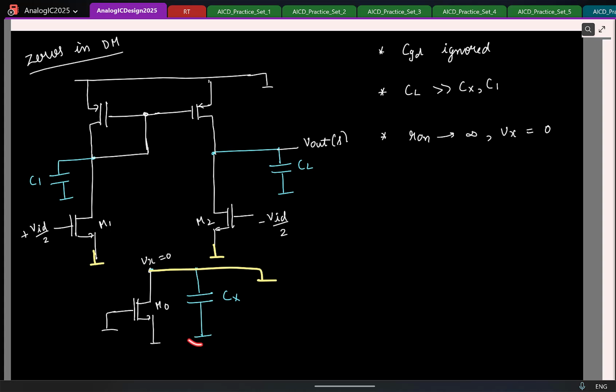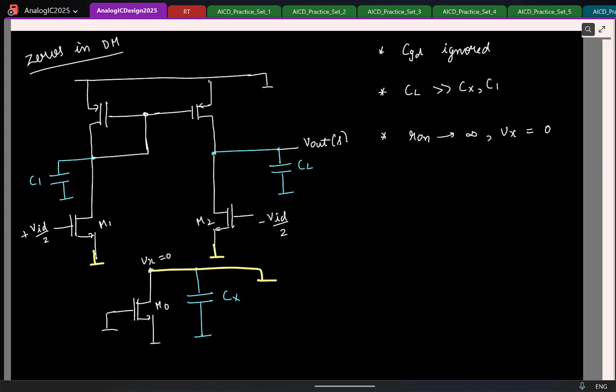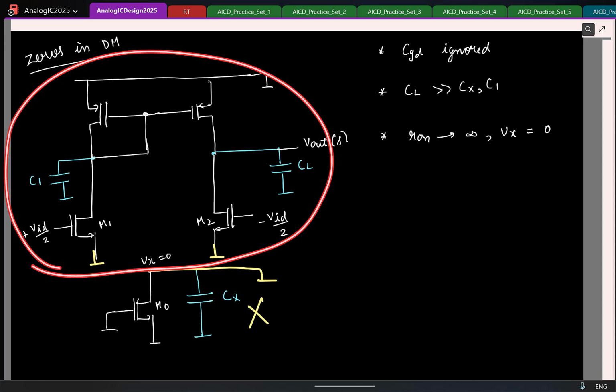So which means, do you think the Cx capacitor is contributing to my circuit's transfer function? Yes or no? No. So basically this fellow is not contributing at all. Correct? Because both terminals of this capacitor are grounded. So now look at this circuit alone. This is my relevant circuit for differential mode signals.